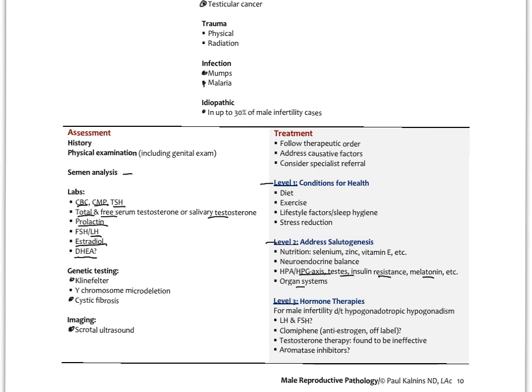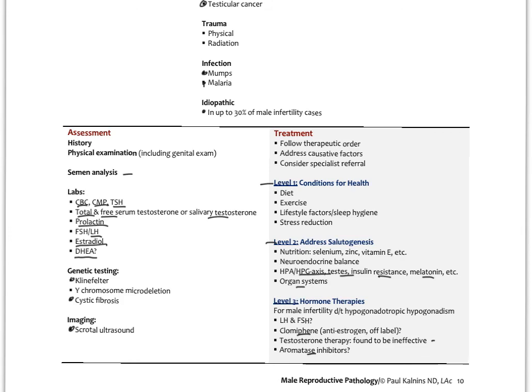And then for therapies, for male infertility due to the hypogonadotropic hypogonadism, that's where LH FSH therapies, clomiphene, testosterone therapy has actually been found to be fairly ineffective, interestingly, for male infertility, and then potentially aromatase inhibitors. I put all question marks next to these because it's not quite known how well these work. So that's where I usually just refer to a fertility specialist who can work through the latest findings and kind of work with that. But definitely with level 1, level 2 support, that can be effective in many, many cases.